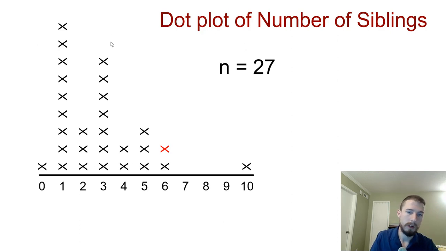Also, we might describe this data as being skewed. It's skewed obviously to the right. It's impossible to have less than 0 siblings, but it's always possible to have more siblings, right? And so naturally our data would be skewed to the right.